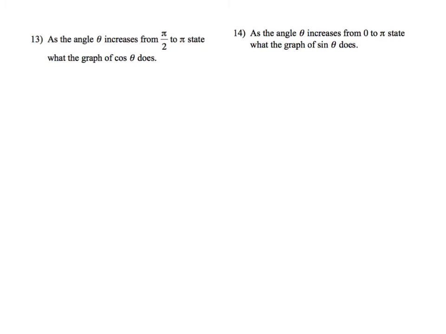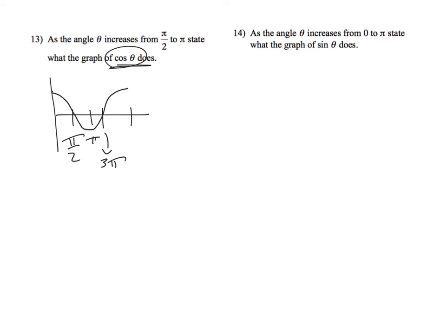Okay, as the angle theta increases from pi over 2 to pi, state what the graph of cosine does. So this is just, do you know the increasing and decreasing stuff that we need to know? So looking at a basic cosine graph, just regular cosine. We start at the max, go down and up. The 4 slashes, because the period for this is 2 pi. The 4 slashes are pi over 2, pi, 3 pi over 2, and 2 pi.